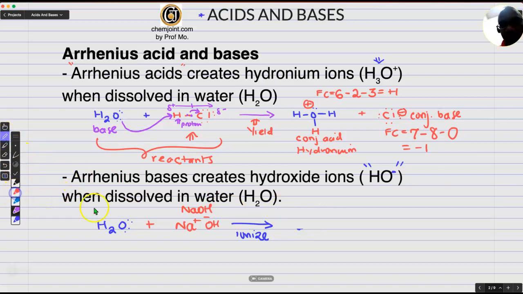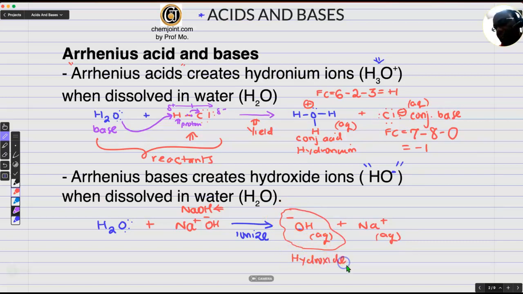So that's what I'm suggesting right here. This compound right here is ionic. In water it's going to ionize, and you'll get OH minus and Na plus. And these will be dissolved in water as aqueous species. These two are aqueous, but the aqueous species we are interested in is the hydroxide. So anything that dissolves in water to readily give you hydroxide is going to be called an Arrhenius base.